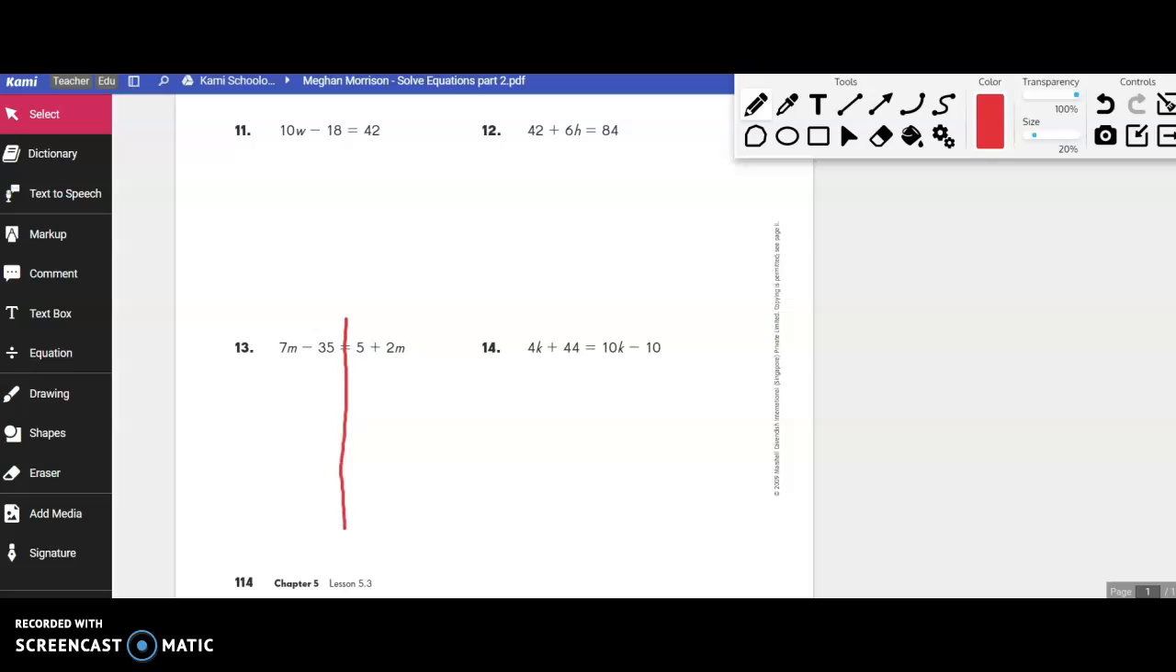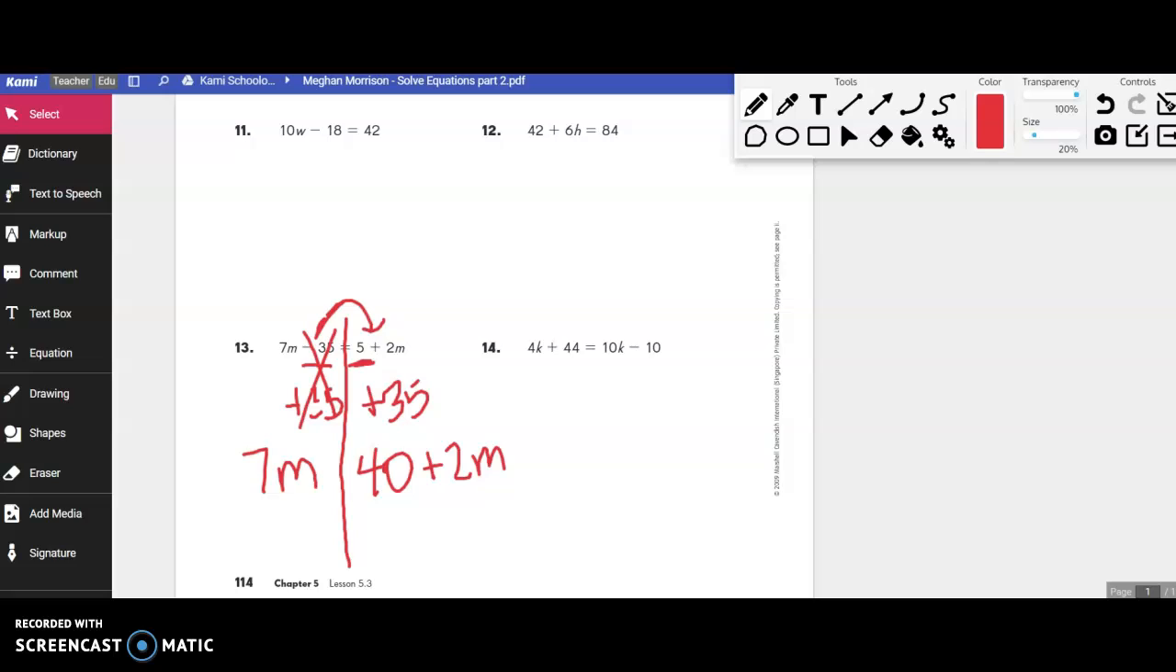Or I can say, okay, I only want a number on one side. So I'm going to try to get the numbers over to this side. To do that, I need to get rid of this minus 35. So I'm going to do the opposite of that and do plus 35. If I do it on one side, I have to do it on the other side. Well, minus 35 and plus 35 cancel each other out and just equal 0. So I have 7m left on this side. 5 plus 35 is 40. So I have 40 plus 2m on this side.